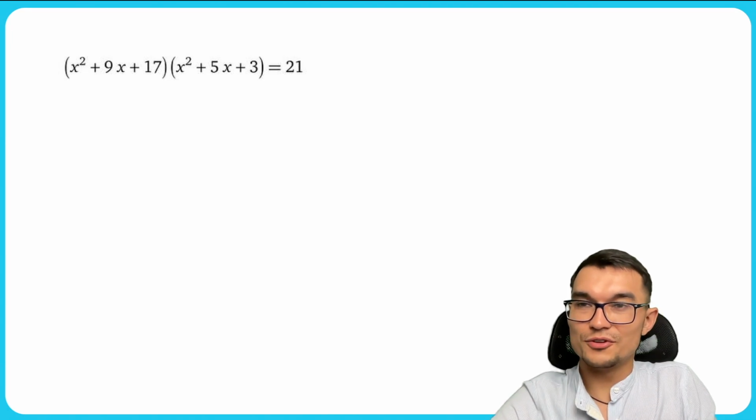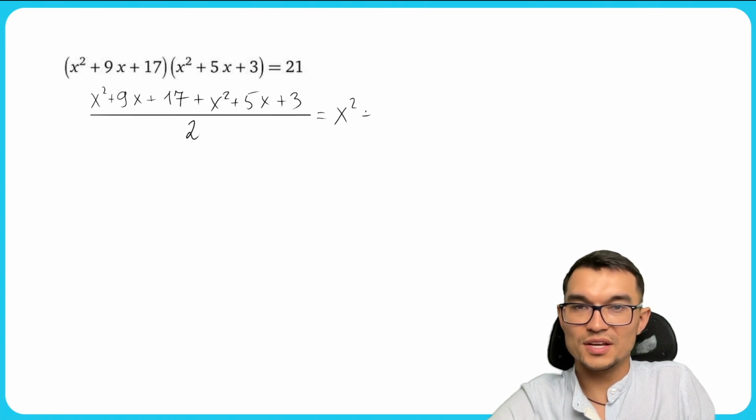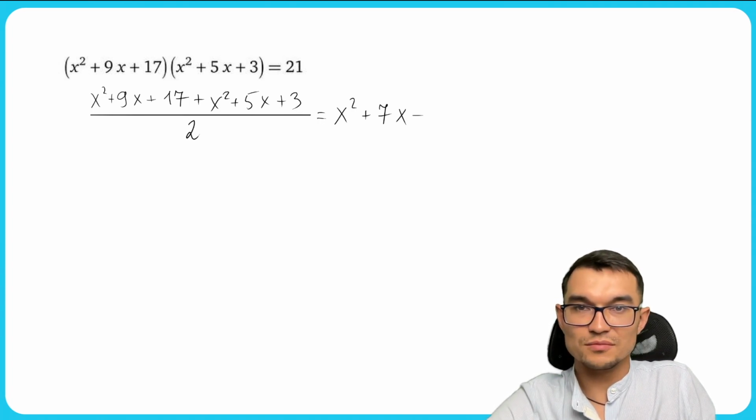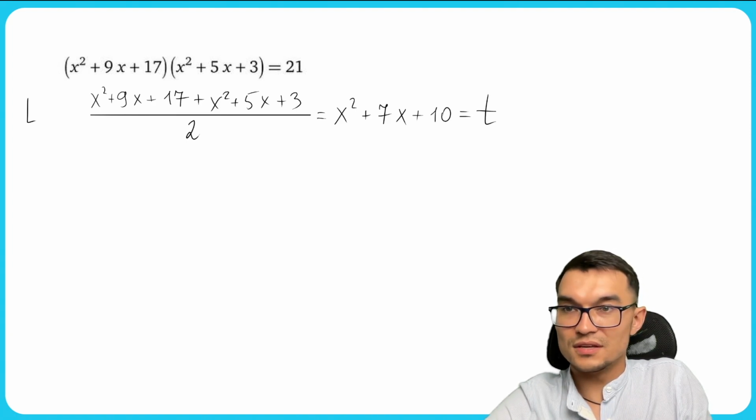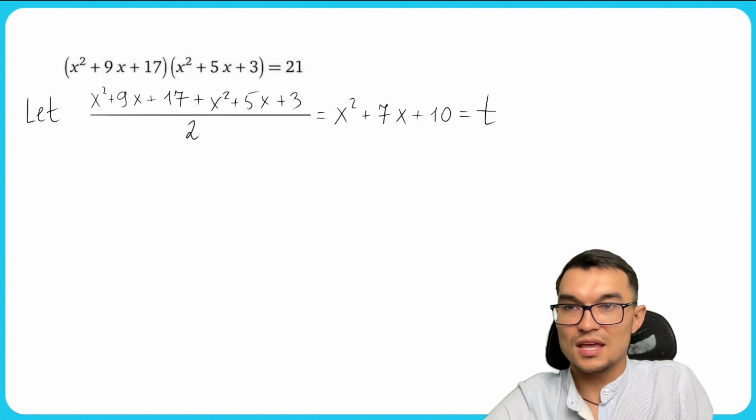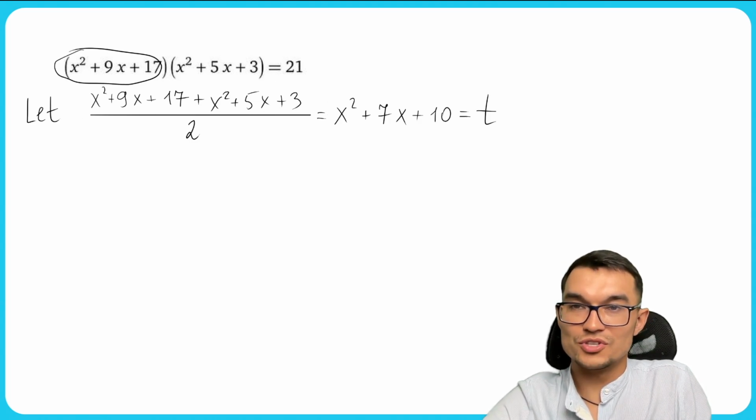The idea is the following. Let's find the arithmetic mean of these two quadratic trinomials. So we would have x squared plus 9 plus 5 is 14, and divided by 2 it's 7x, and 17 plus 3 is 20, divided by 2 it's 10. And let's introduce that as a new variable. So let's say let t equal x squared plus 7x plus 10. And x squared plus 7x plus 10 is once again the arithmetic mean of these two quadratic trinomials.